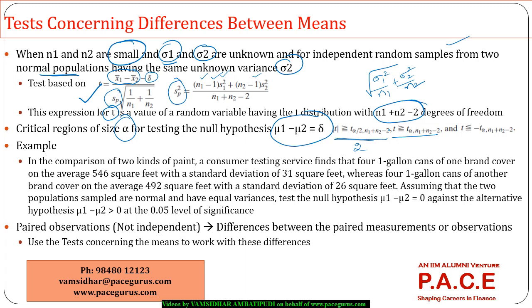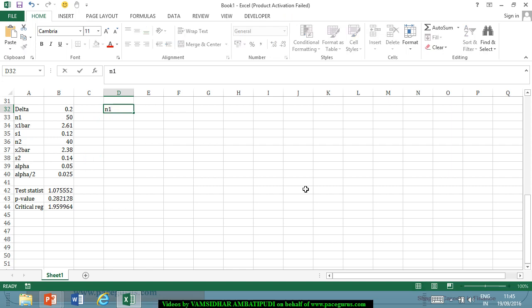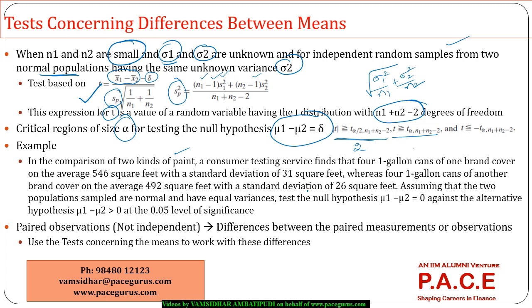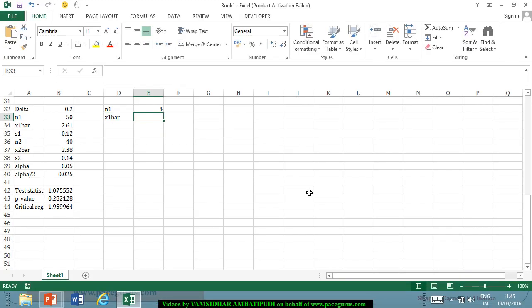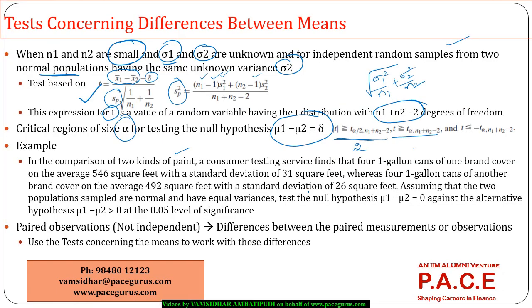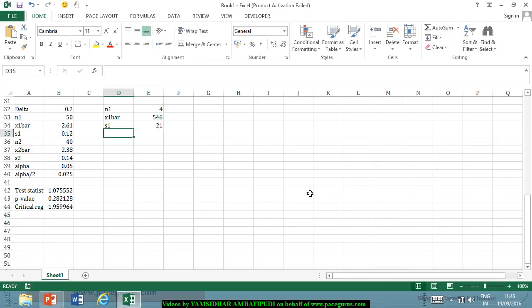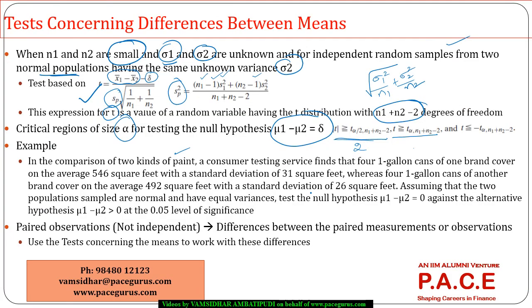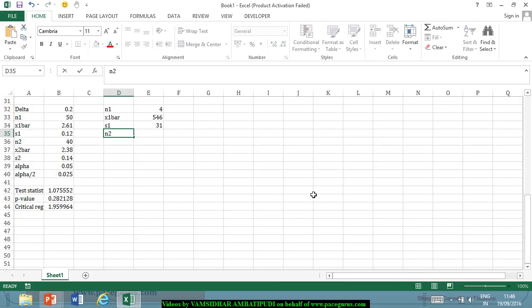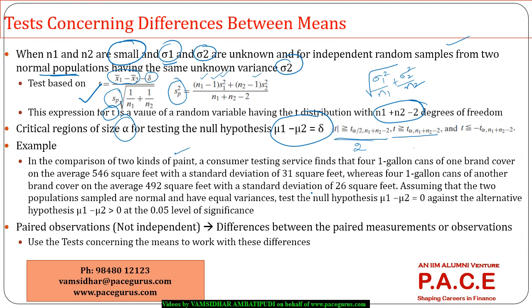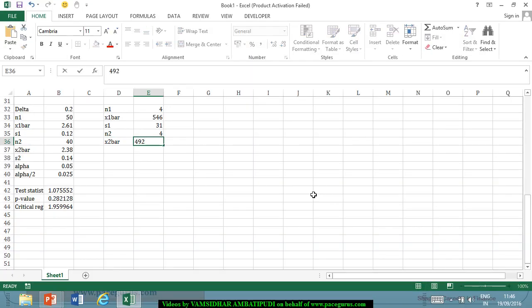So we can very well look at an example to solve this again. In comparison of two kinds of paints, a consumer testing service finds that 4 1-gallon cans, so n1 is 4 1-gallon cans of one brand, cover on the average 546 square feet. So x1 bar is 546 square feet with a standard deviation of 31 square feet. Whereas 4 1-gallon cans of the other, n2 is also 4, cover on an average 492 square feet. So x2 bar is 492 with a standard deviation of 26 square feet.